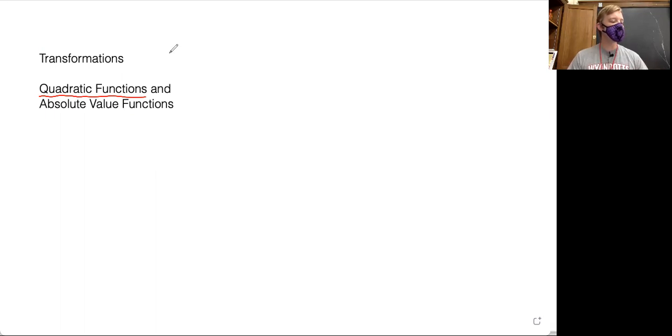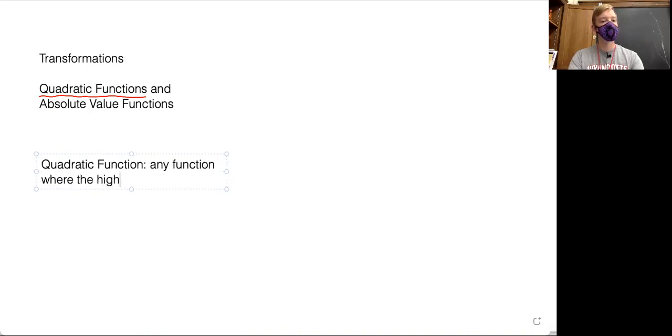Before we get into the actual problems, I do want to give you sort of a brief definition for what a quadratic function is and what an absolute value function is. A quadratic function is any function where the variable is squared. Specifically, I should say that the highest power of the variable is a power of 2.